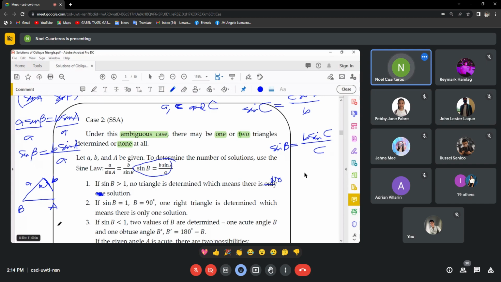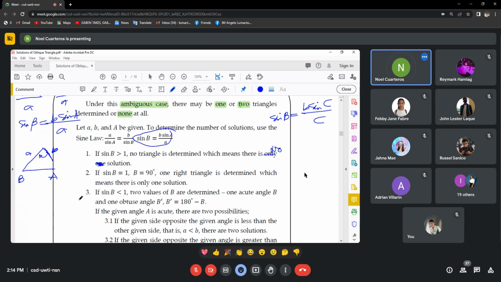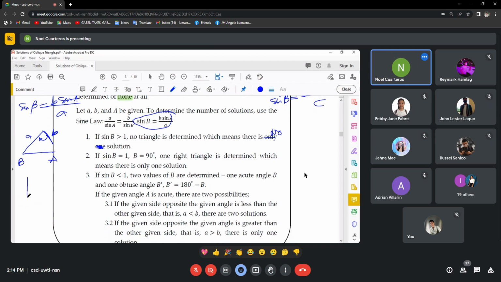On the other hand, kung equal gani ang atong sine B sa 1, we form a right triangle. So there is only one solution for this. So one siya. Our angle will be equal to 90 degrees. So this should be A and C. Copy?